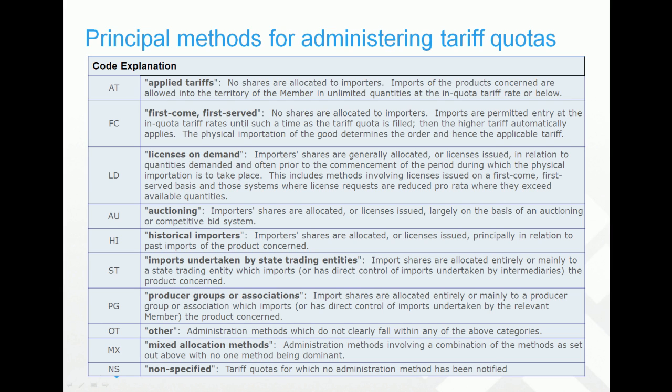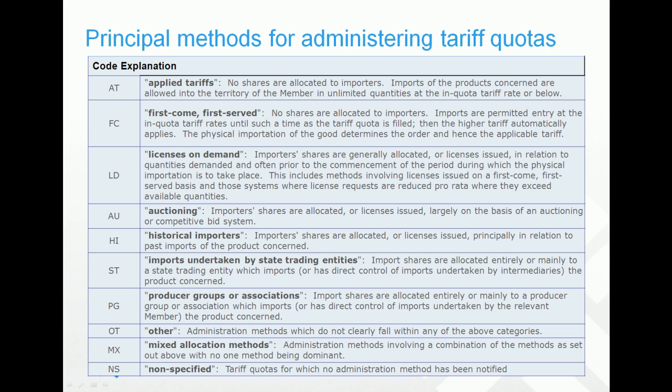Alternatively, licenses can also be handed out in proportion to the requests, if the total demand for licenses exceeds the determined maximum quantity. With this method, importers often demand more licenses than they actually need, because they expect that only a certain percentage of their requests will be fulfilled. But licenses can also be issued depending on the highest offers in an auction or according to historical importers.